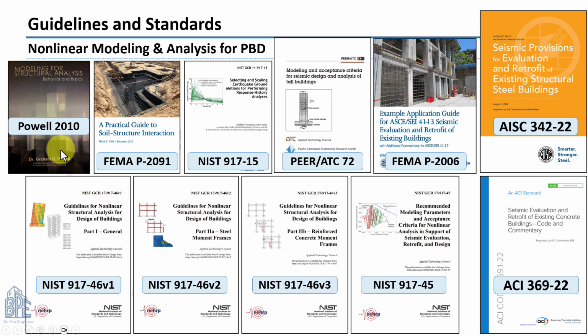We also have Powell's 2010 book, FEMA 2091 for modeling soil structure interaction, NIST 917 2015 for selecting and scaling earthquake records, and ATC 72, which is essentially the older generation of the NIST 46 and 45 documents published in 2010, also covering nonlinear modeling for different systems. Then there's FEMA P2006, which gives examples of how to apply the ASCE 41 approach for evaluating and retrofitting existing structures. And finally, as we mentioned earlier, the two volumes AISC 342 and ACI 369 focus on nonlinear modeling for steel and concrete systems, and form the Nonlinear Modeling Core of ASCE 41 2023.